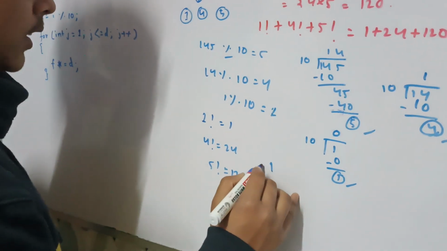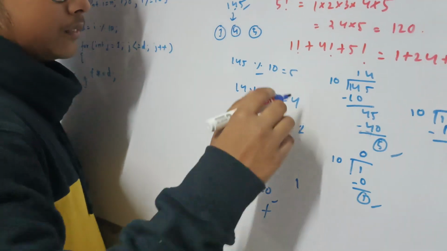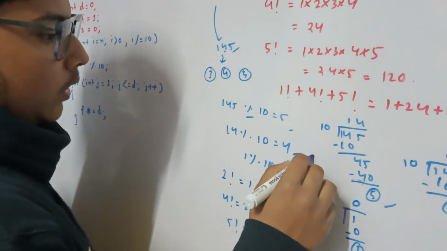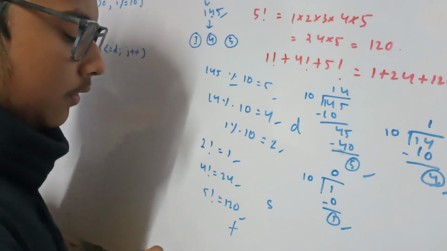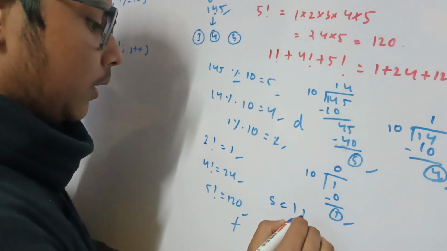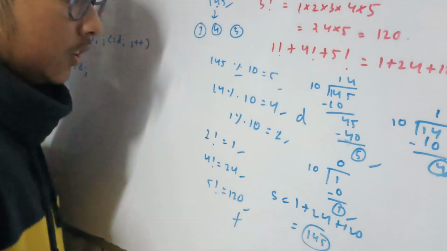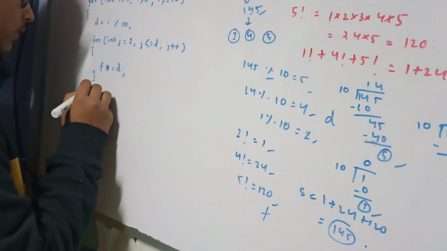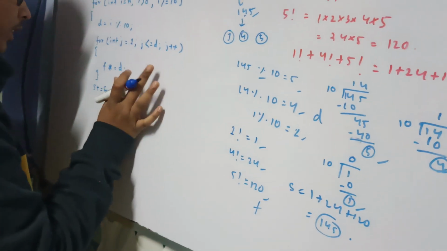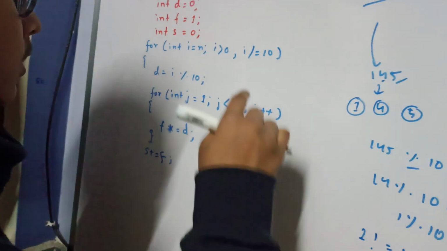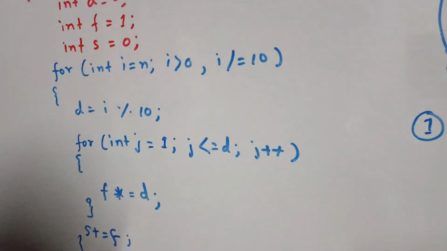We have to find the sum and store it in another variable. The factorial we store in f, the digit in d, and now we store the sum of the factorials in another variable, that is s. s will be 1 plus 24 plus 120, and here you will get 145. So now we will write s += f. This means s equals s plus f. This will be a continuing process till the loop runs. So here we end the loop.